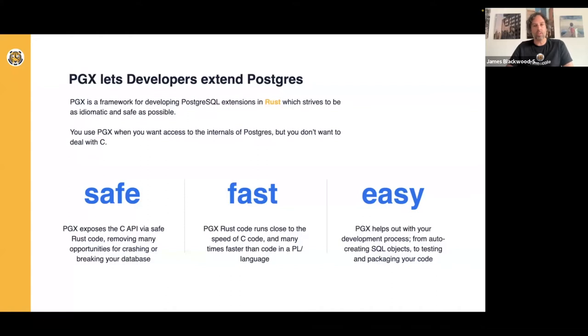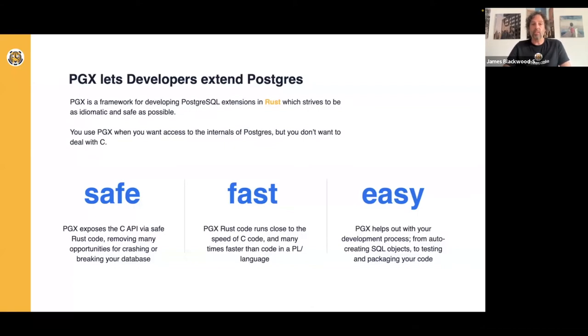I suppose the million-dollar question is, why would you do that? C already exists. And that's because PGX makes things safe, it makes things fast, and it makes things easy. What PGX actually does is expose the C API via safe Rust code, so it removes many of the opportunities you'd have for crashing or breaking your database. That's quite important when interfacing with Postgres via C, because there are many chances to crash or break your database. You could do that by calling functions in the wrong way, or by managing your memory incorrectly. You could cause a seg fault. That kind of stuff can be destructive for your database and can bring it down.